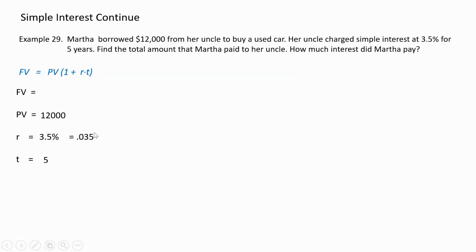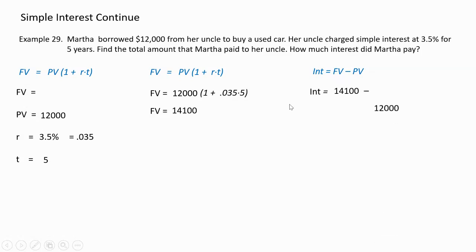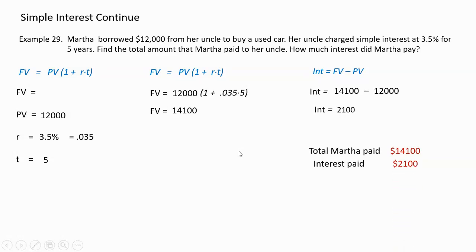Same as before, but now let's plug into this formula, which would be 12,000 times (1 plus 0.035 times 5). Use your calculator. This gives us the future value, the total amount paid, which is 14,100. Now to find the interest, it's going to be the future value, 14,100, minus the amount she borrowed, 12,000. So it's going to give us 2,100. So it doesn't matter what formula you use. What matters is what's easier for you, for the student.